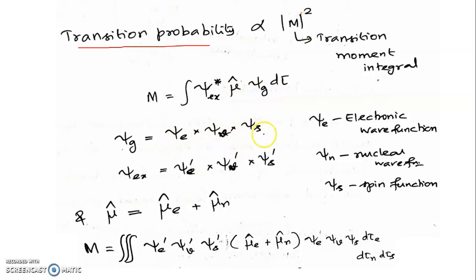Listen, the ground electronic level has an electronic part of the wave function, a vibrational part of the wave function, as well as the spin part. Dear participant, I am not including the rotational wave part here because the rotational contribution is negligible, so I am not going to consider that. So this is the ground electronic wave function. Similarly, the excited electronic wave function is represented like this. This prime symbol indicates excited states.